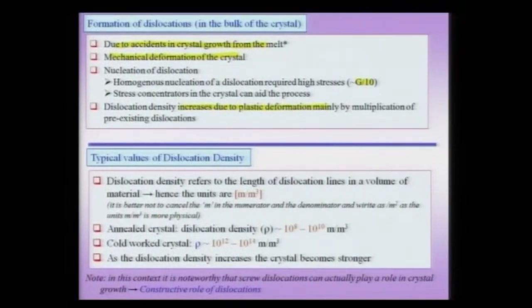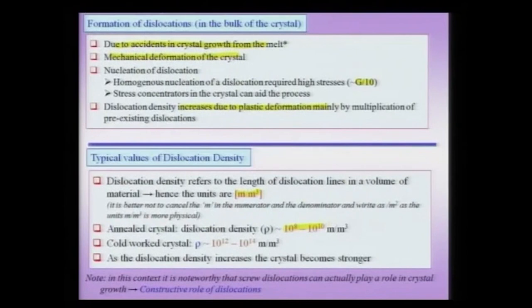So, what is the typical value of dislocation density in a material? As we have seen, dislocation density is defined as the length of dislocation line in a volume of material. In an annealed crystal, this value is typically about, it can even be lower, for instance 10^4 or 10^5 meter per meter cube, but in a cold worked crystal typically it rises to about 10^12 meter per meter cube.